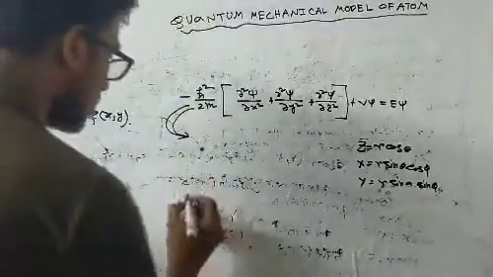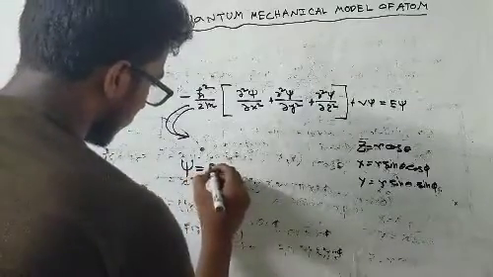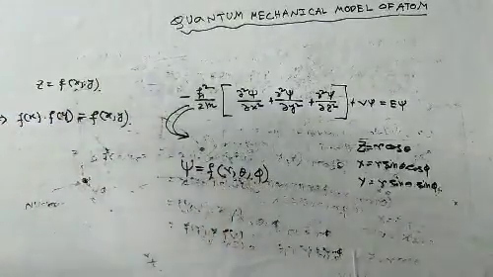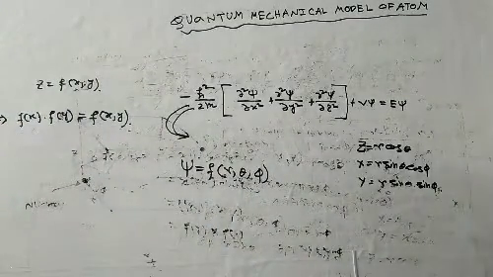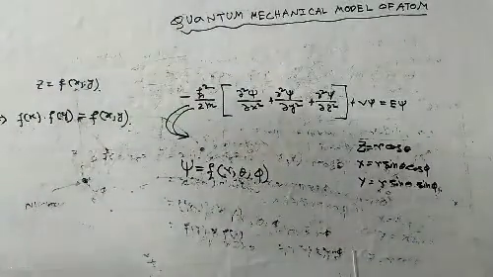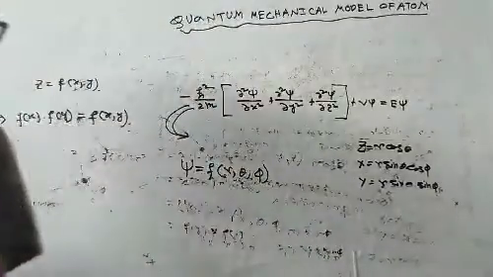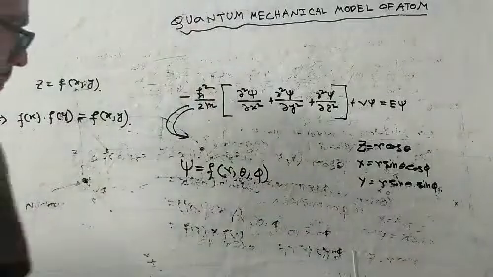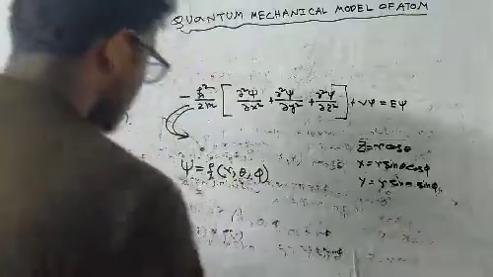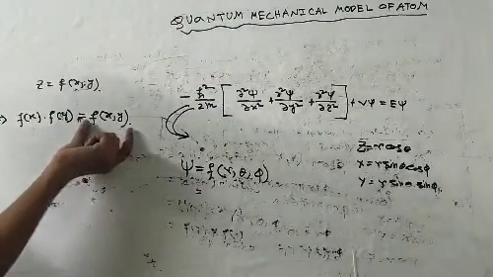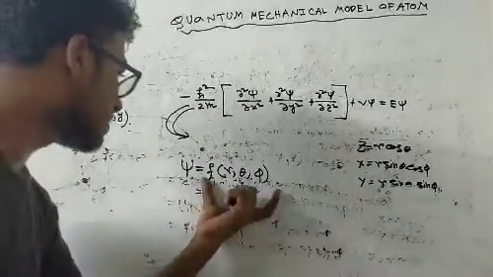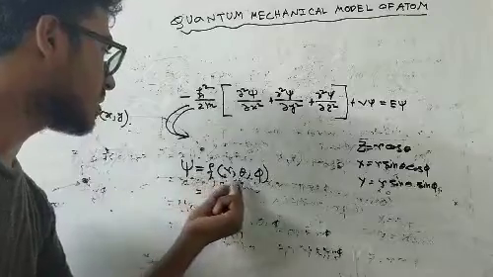Okay, so psi equals a function of r, theta, phi. What is r? r is the distance of the electron from the nucleus. Theta is the angle between r and the z axis, and phi is the angle between the x axis and r. Now if I do the separation of variables, like if a function of x comma y can be written as a function of x into a function of y, then this psi equals a function of r, theta, phi.